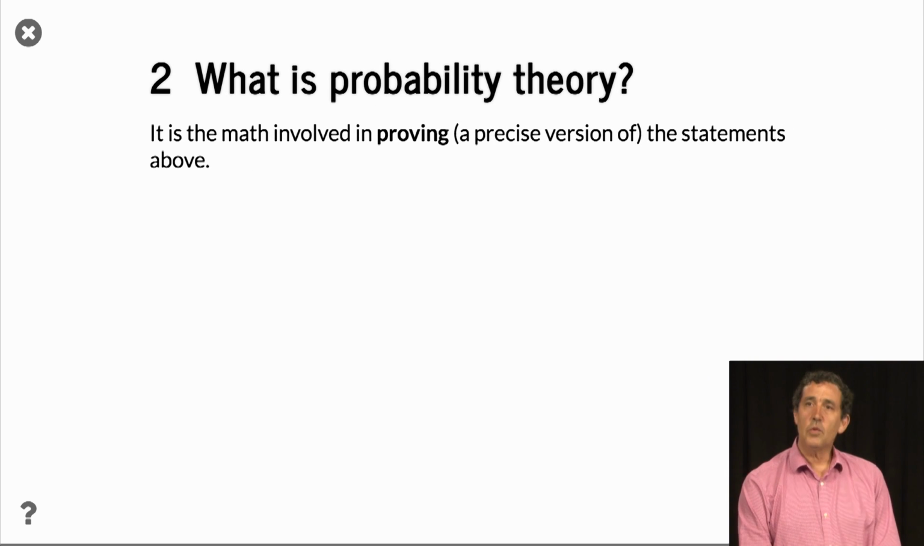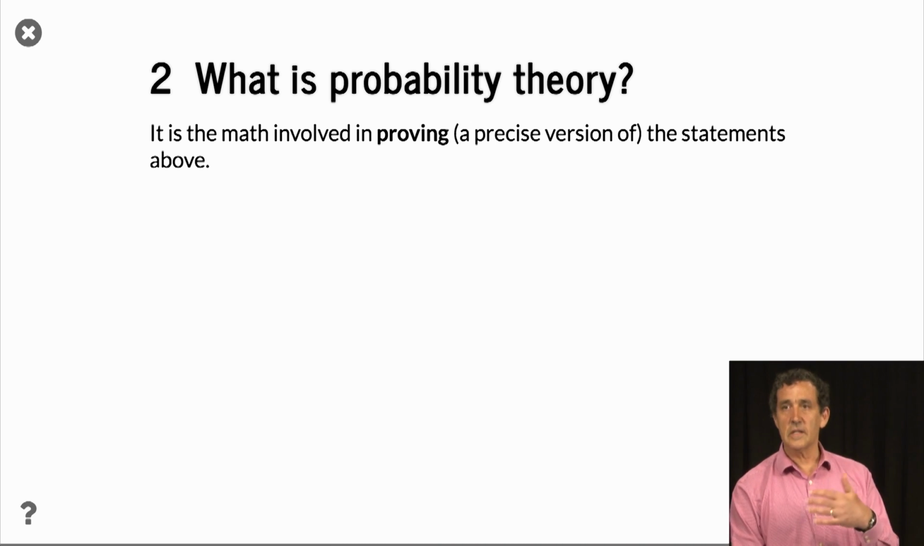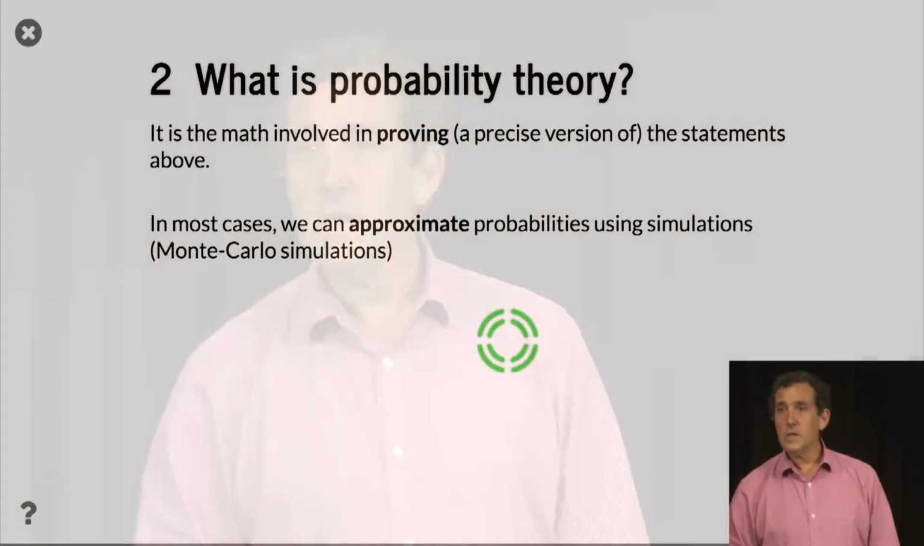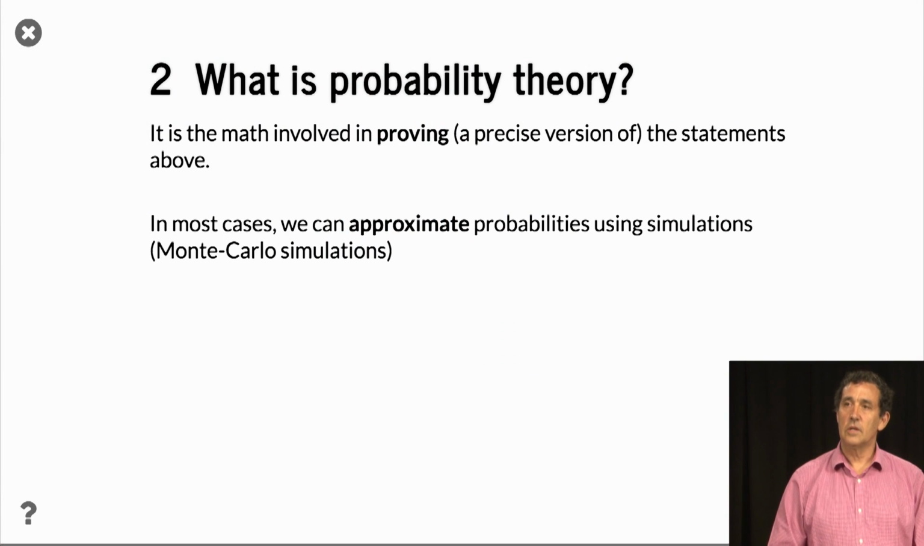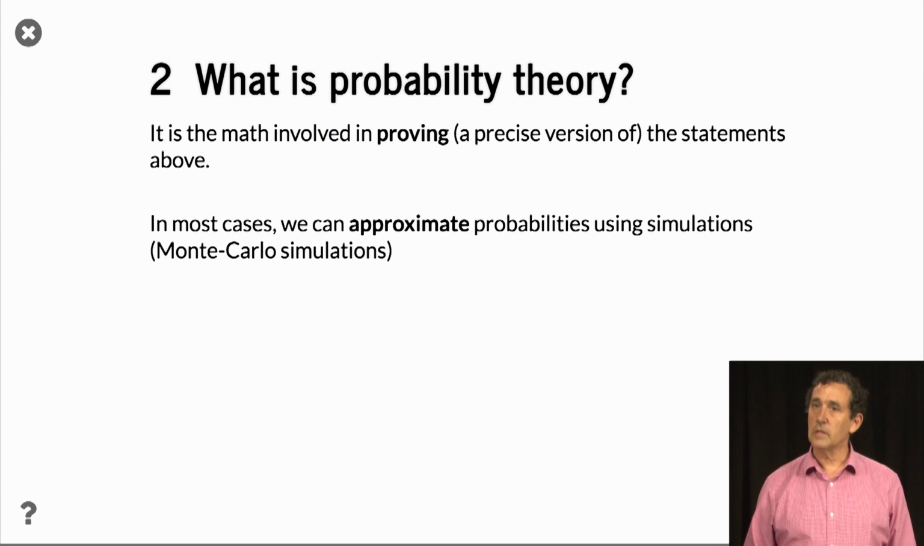Okay, so again, what is probability theory? It's the math involving proving in a precise way the statements that we made above. Before we just did simulations and alluded to something that we'll prove in the future, but that's really what probability theory is, proving these in a precise way. In most cases, we can approximate these probabilities using simulations. These are called Monte Carlo simulations, and that's essentially what we did in these little experiments.